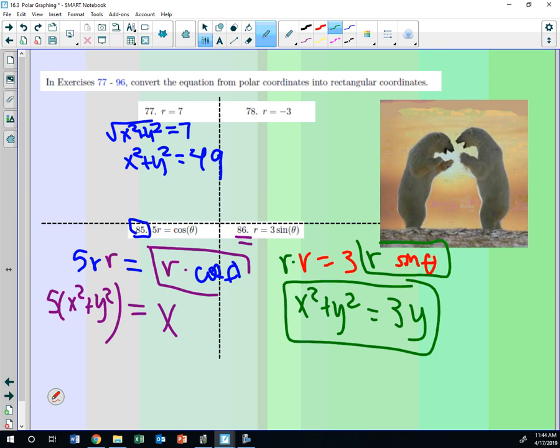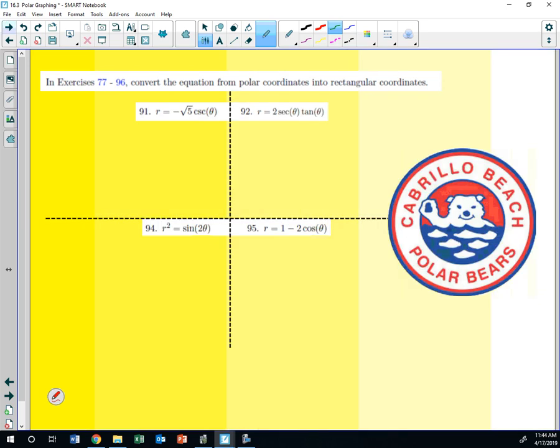Will that be a nice function? Because of this y squared in here, it's not going to be a nice function. But that's okay. That's one of the reasons we're doing polar graphing: this one we could graph as a function, theta just creeps along, but this one we couldn't draw as a function. So this is why we're doing it.